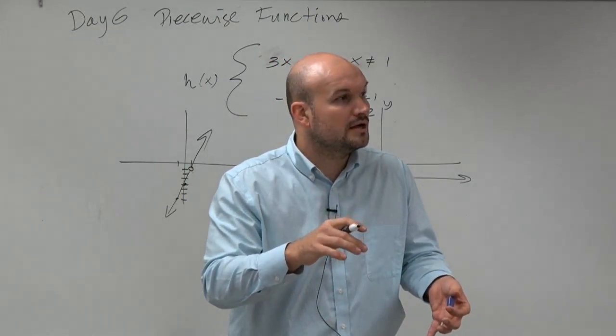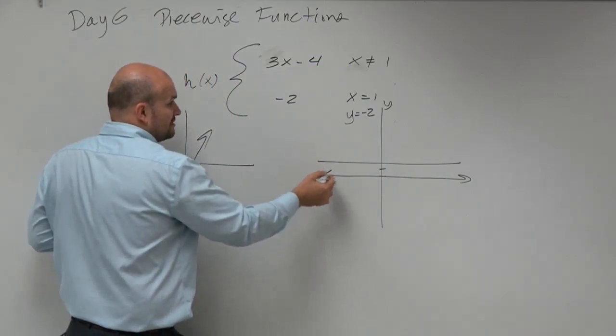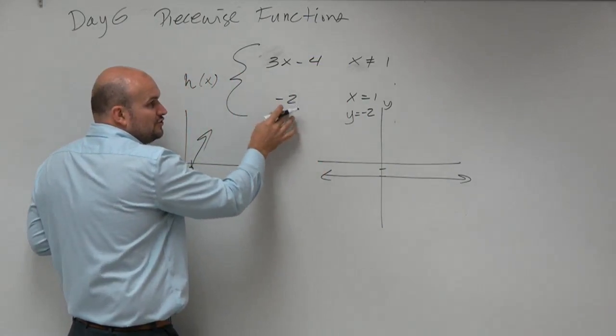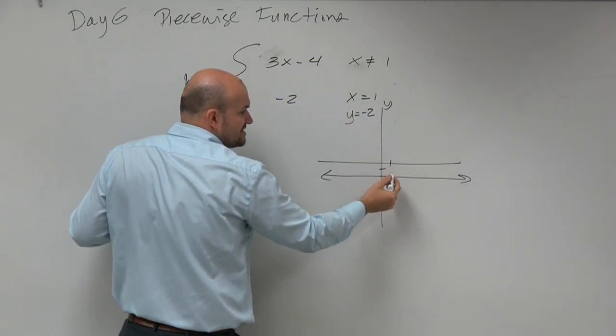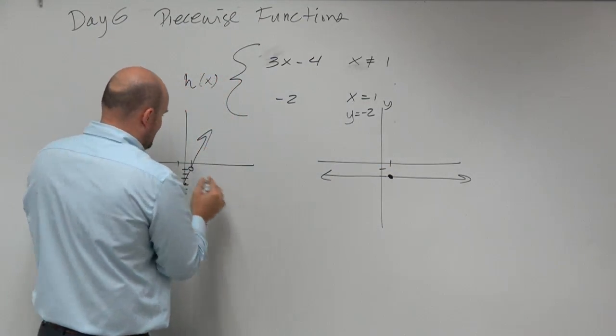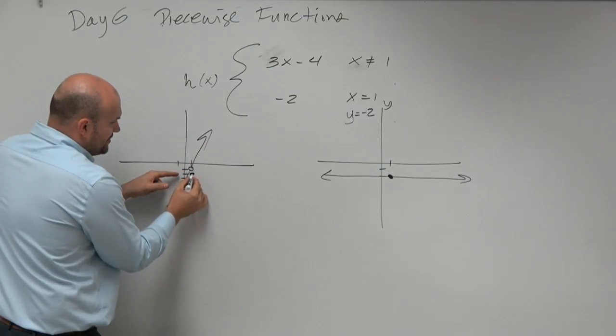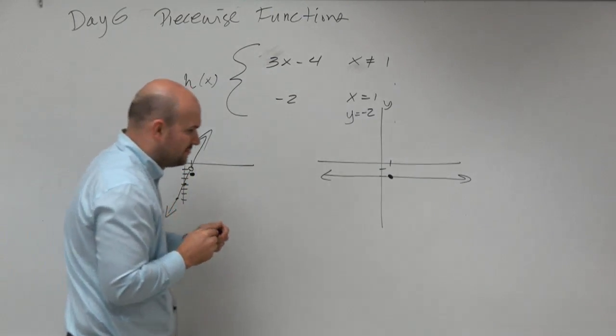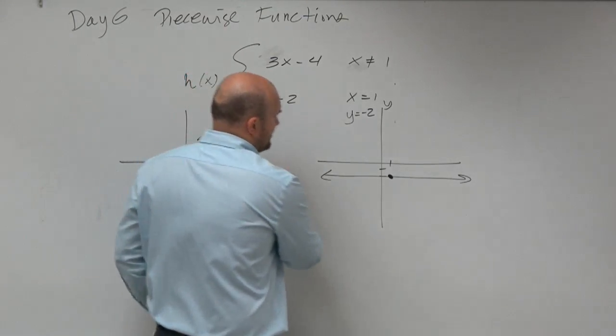There's no x in the equation. But guys, it's only true for when x is equal to 1. So here's x equals 1. That graph is only true right there. That's it. So x equals 1, y equals -2. So it's like a little hole right below it, or it's a value point right below it.